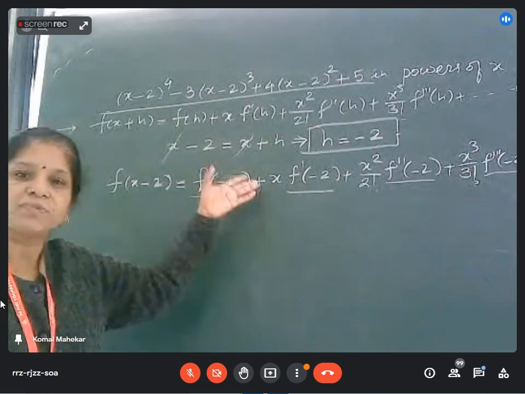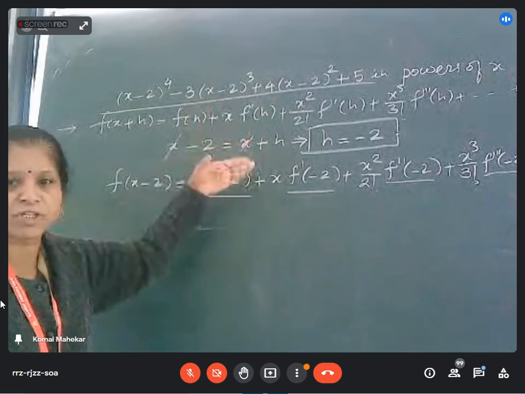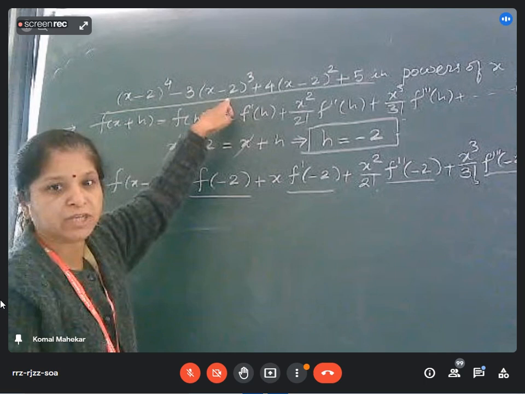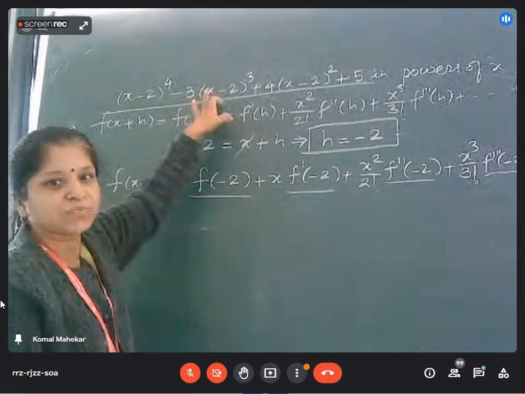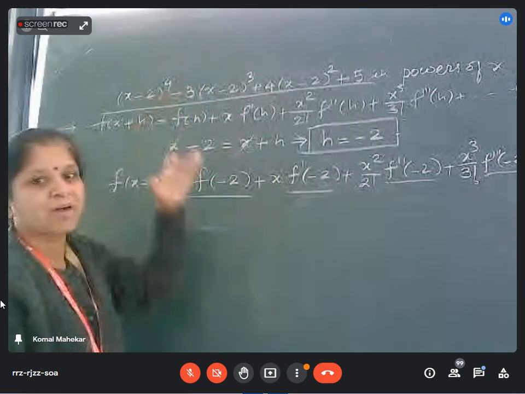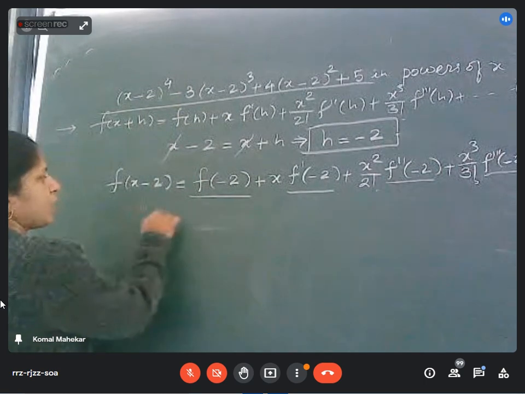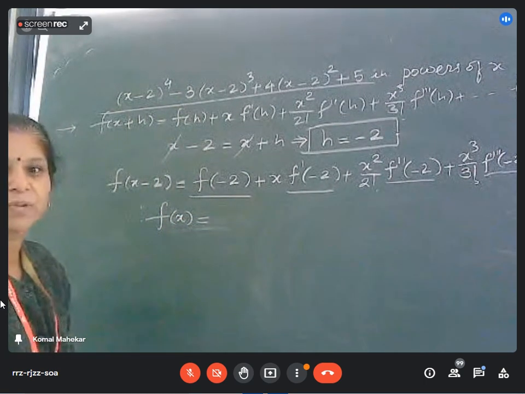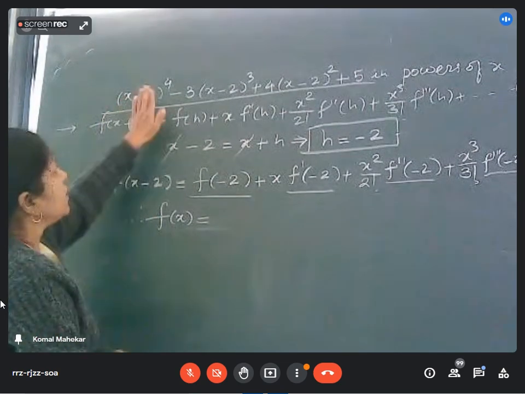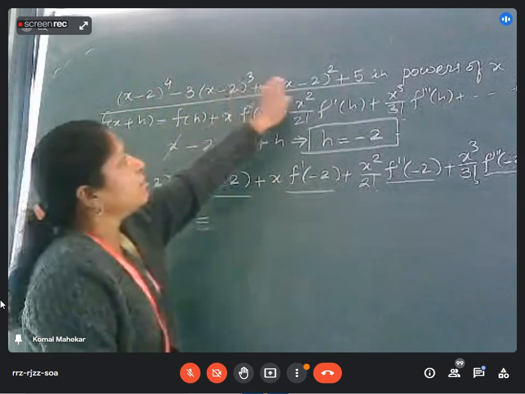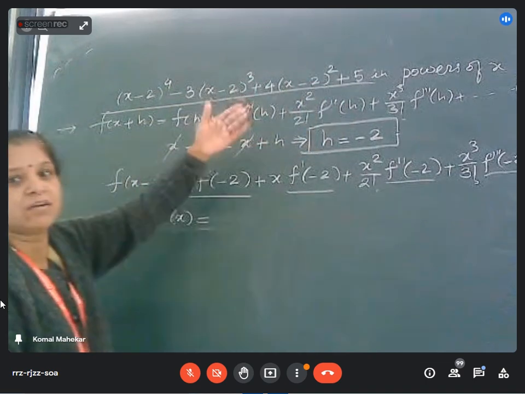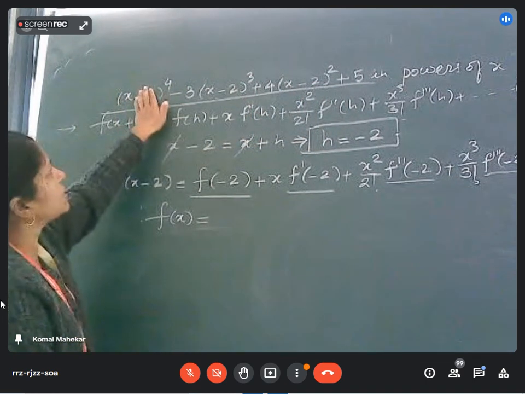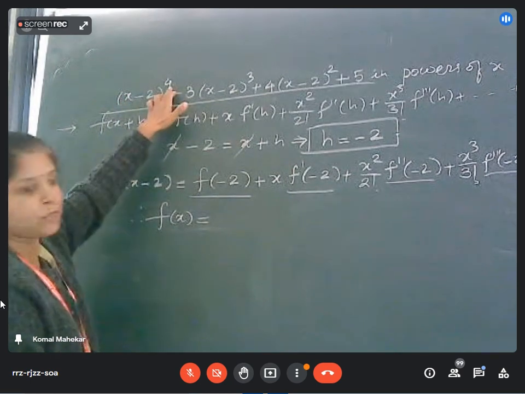Now, with the help of which function will we find these? This is the given function, which is in power of x minus 2. So from this, we will write the function in powers of x. So what will be f of x here? See, neglecting the h value, we will write the function in terms of x. So the function in terms of x, neglecting this, becomes x raised to 4.